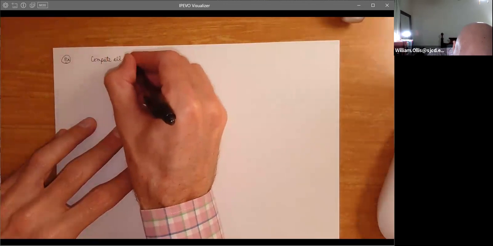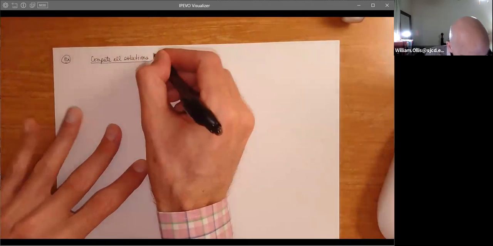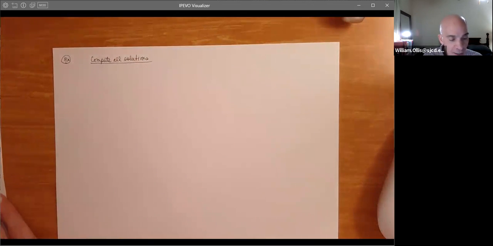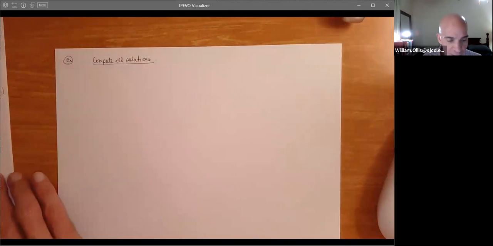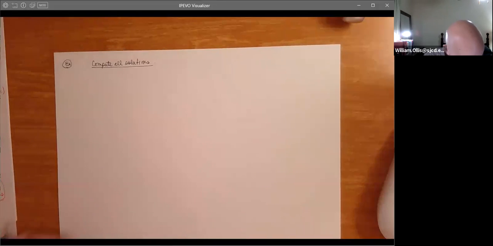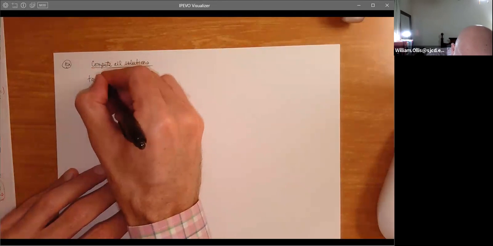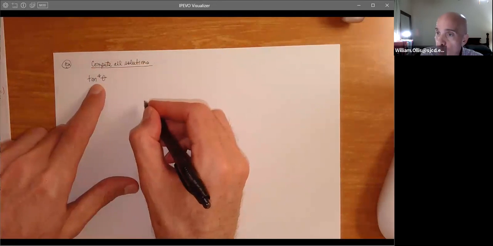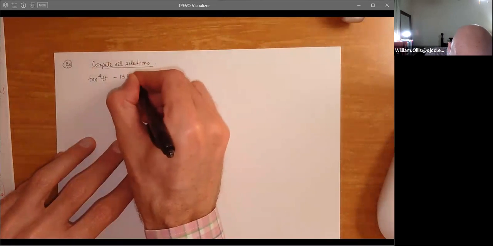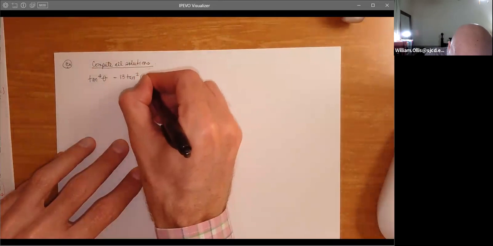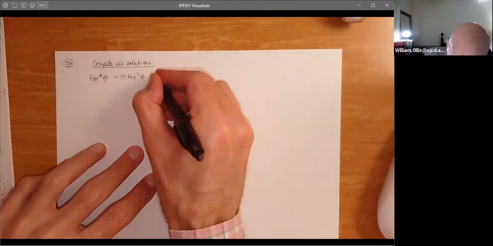Now, here's a good example where the solutions are not going to be neatly found on the unit circle, but that doesn't mean that we're stuck. It just means that our solutions are going to look a little bit different. So let's go ahead and write this down. This particular problem looks like this: tangent to the 4th power of theta minus 13 tangent squared theta plus 36. So you can think of this like x to the 4th minus 13x squared plus 36.